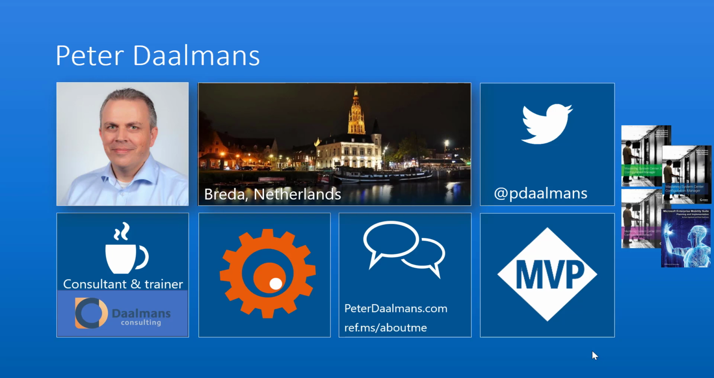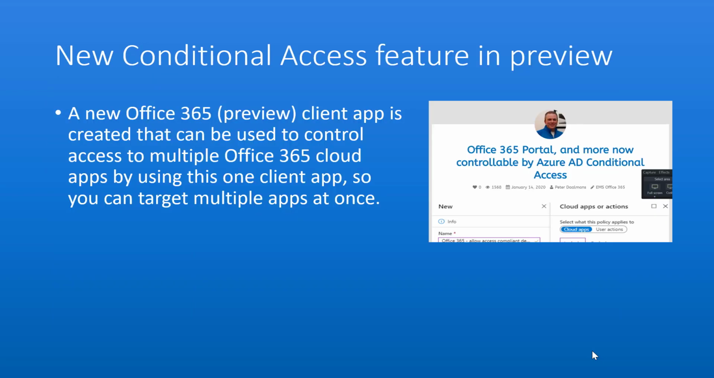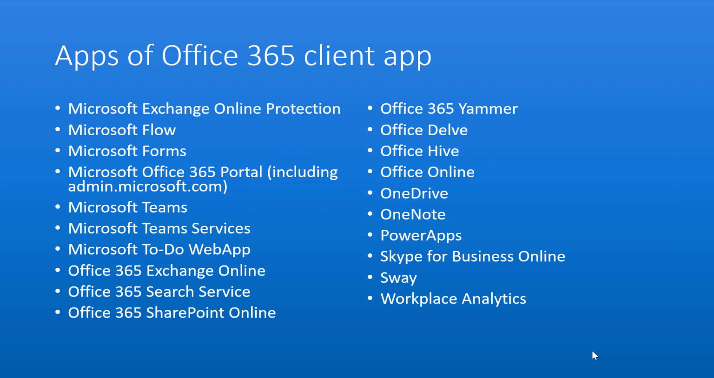My name is Peter Daalmans, and today I want to show you a new tip around conditional access. Recently, a new feature became available under preview within conditional access. We now have the ability to use one Office 365 client app to target multiple services within the Office 365 service by using one or maybe more conditional access rules. By using this feature, we're able to target a whole bunch of services within the service.